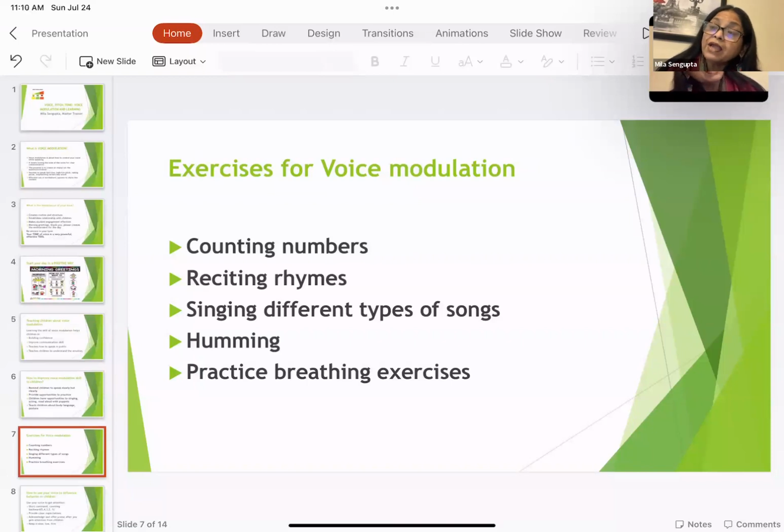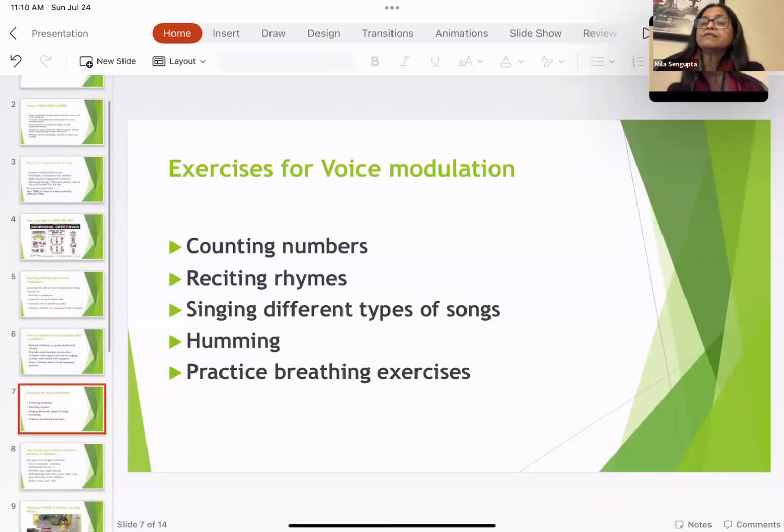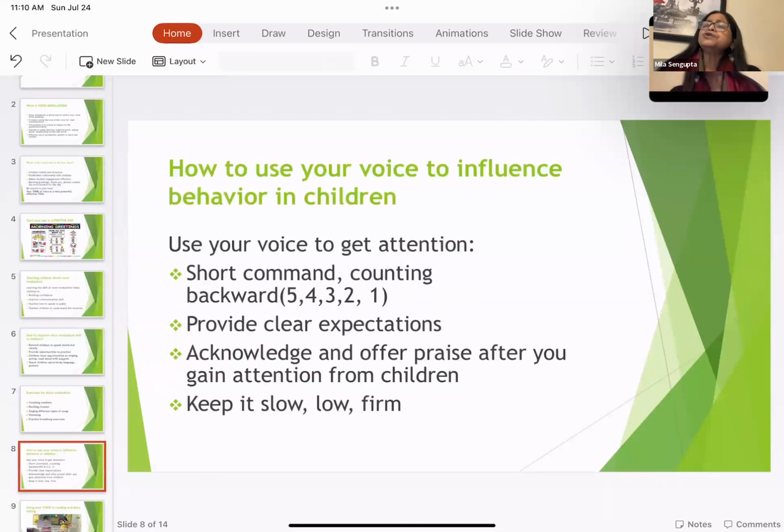They may pay attention for a brief time, but you're going to find out, and I'm sure you do not use it, but yelling and shouting is not an effective medium for getting children's attention and teaching them self-regulation skills. How to use your voice to influence behavior in children.